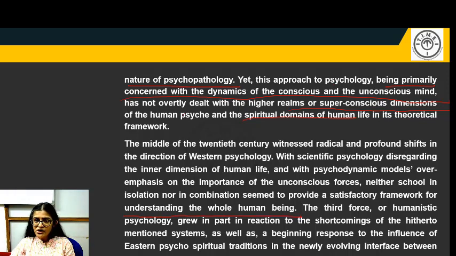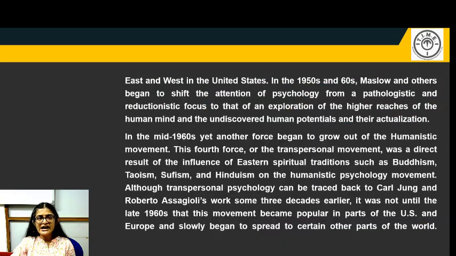The third force, or humanistic, this is the third one, humanistic psychology, grew partially in reaction to the shortcomings of the hitherto mentioned systems, the weaknesses of the first two systems, as well as a beginning response to the influence of Eastern psycho-spiritual traditions. It was also partially in response to Eastern psychological and spiritual traditions in the newly evolving interface or interaction between East and the West in the United States.